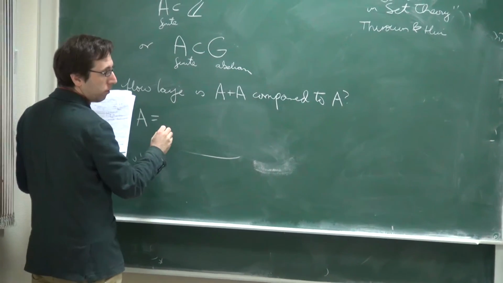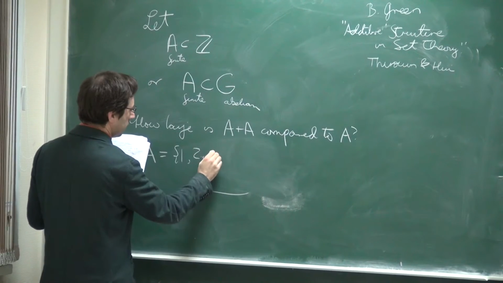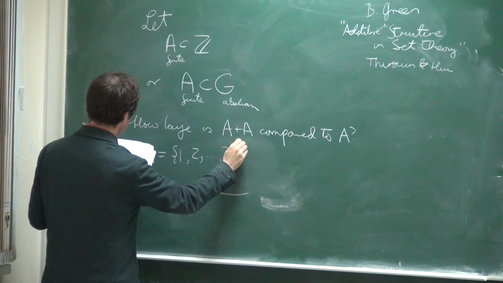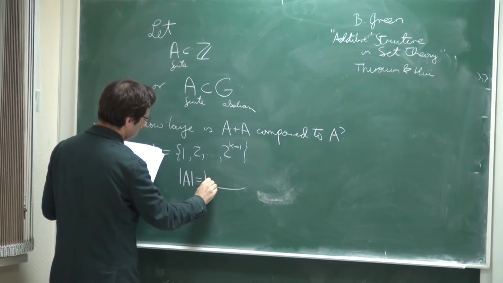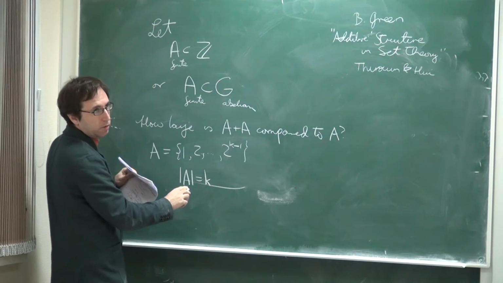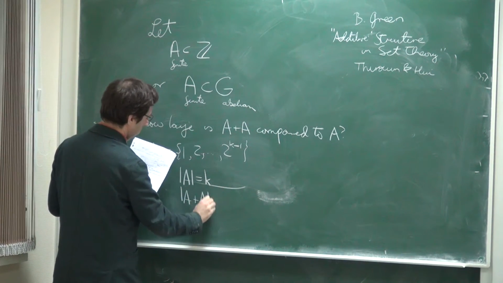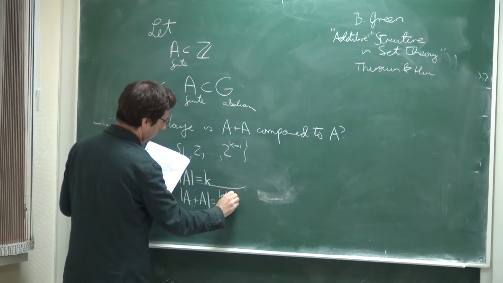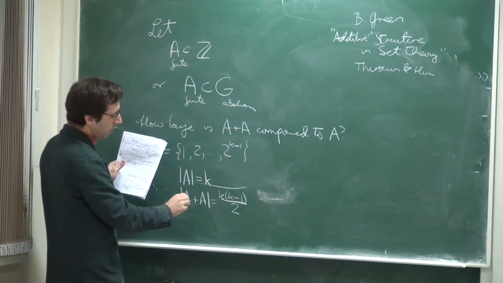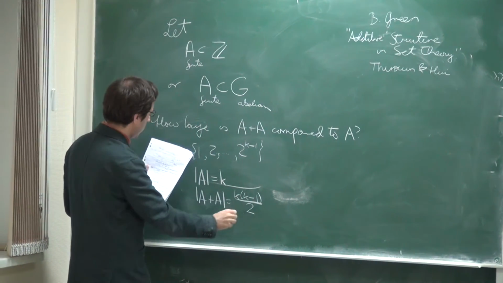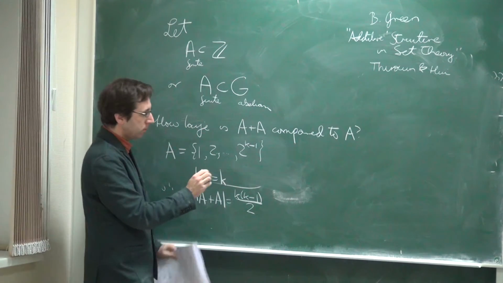So there are two extreme forms of behavior. If you consider the powers of 2, the size of A is K, whereas the size of A plus A is K times (K minus 1) over 2. So A plus A is much larger than A.